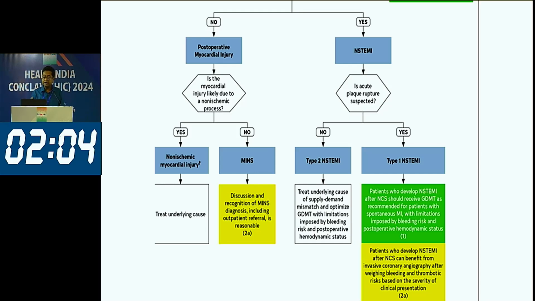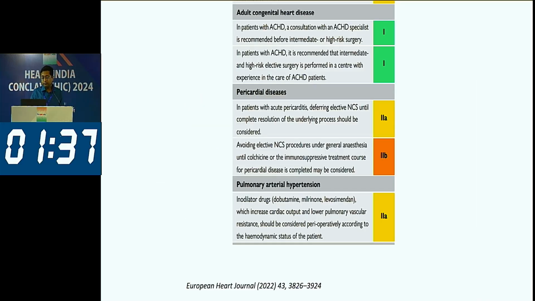And if it is yes, then go for a STEMI. If acute plaque rupture is suspected, you go for a type 1 MI and the diagnosis of NSTEMI. If there is no plaque rupture, then you diagnose a type 2 NSTEMI and treat as per guideline-directed therapy. But if it is not, you have to treat the underlying cause, maybe a non-ischemic cause of the chest pain or a myocardial injury not related to ischemia. Last slide, adult congenital heart disease.